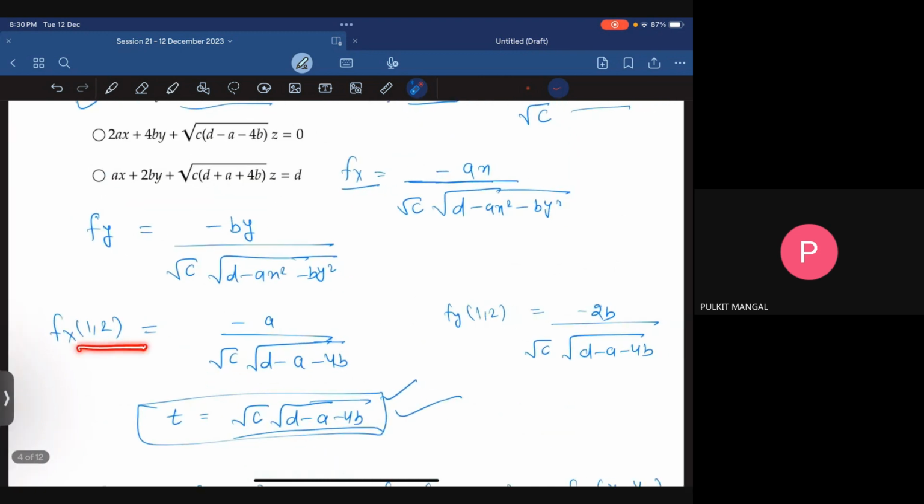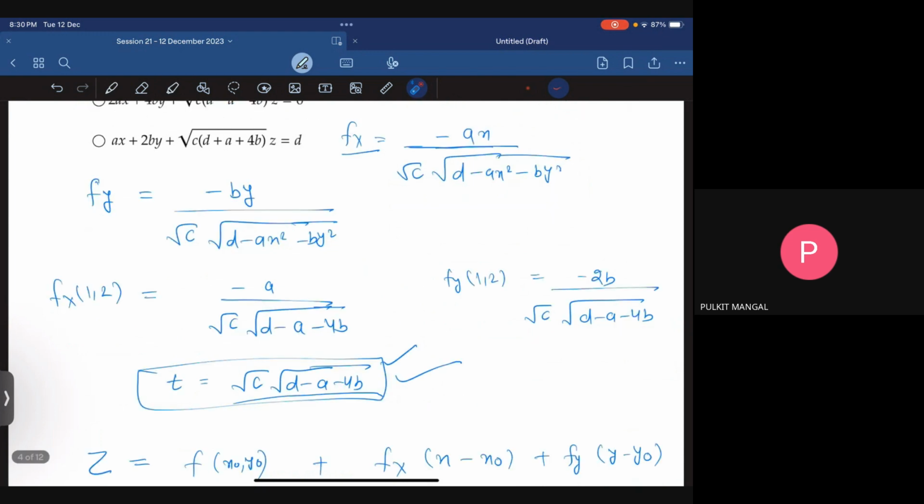But we need to find the partial derivative at the given point. My point that was given to me was 1 comma 2. So just put 1 comma 2 in the partial derivative of x that I got. So just put x equal to 1 and y equal to 2 here also. So it will be negative a divided by under root of d minus a minus 4b multiplied with under root of c. Same for y also. On putting y equal to 2, I got numerator negative 2b, and the denominator is the same as in the partial derivative with respect to x case.